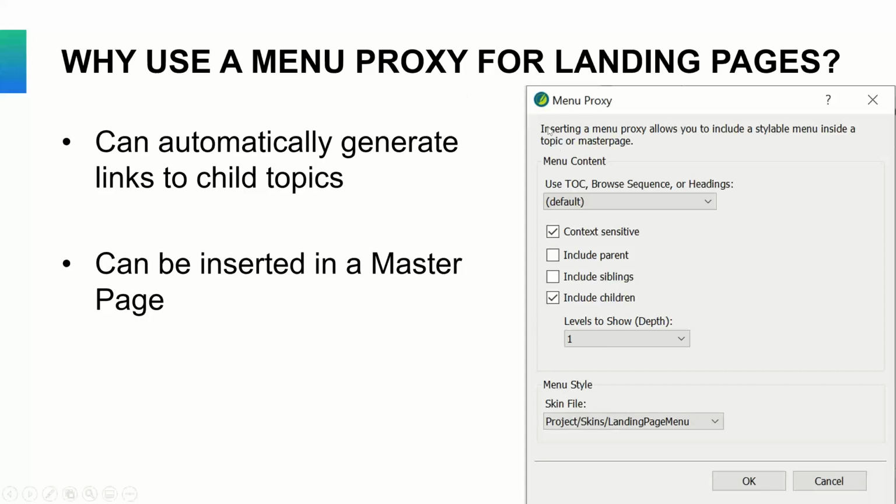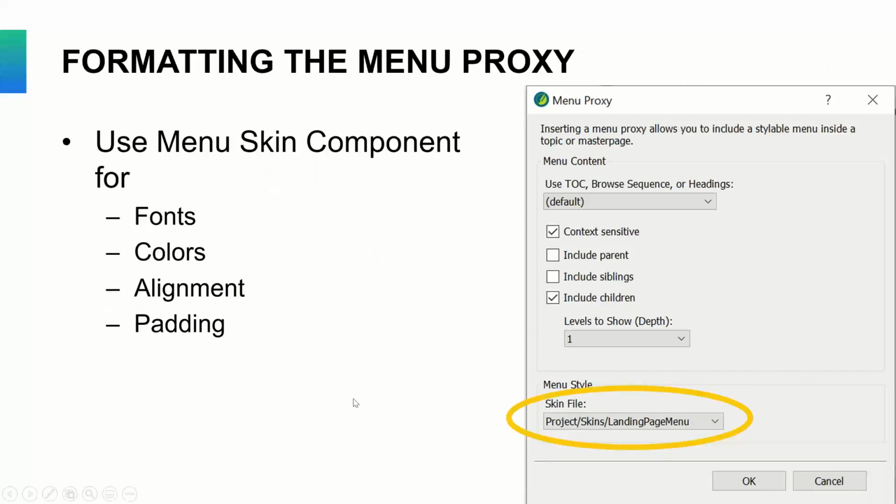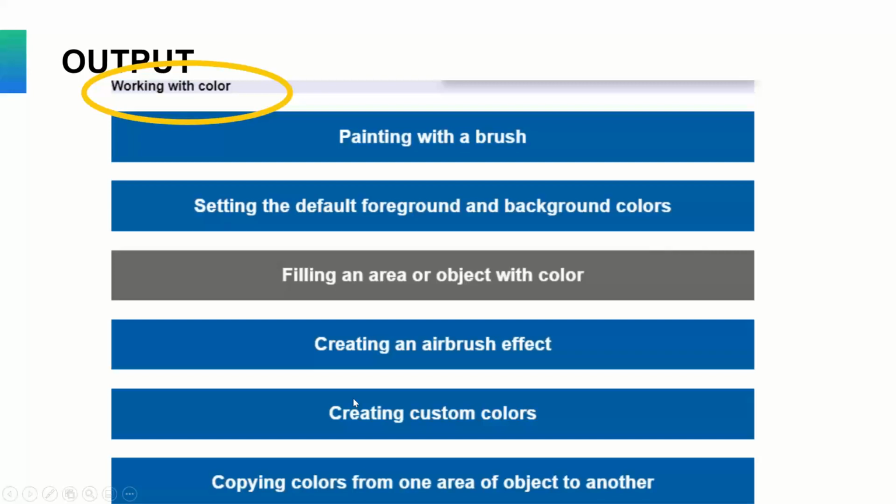What I'm showing here on the right is the settings the menu proxy would have. I want my menu proxy to be context sensitive. In other words, it's not going to show me all the topics in the whole help system. It's just going to show me the topics related to the current page, the current landing page, and I'm interested in the children. And I'm going to use a skin. You can associate a special skin file to get the right colors and fonts that you want for the proxy. So this means I'm going to be able to get some links automatically in my output.